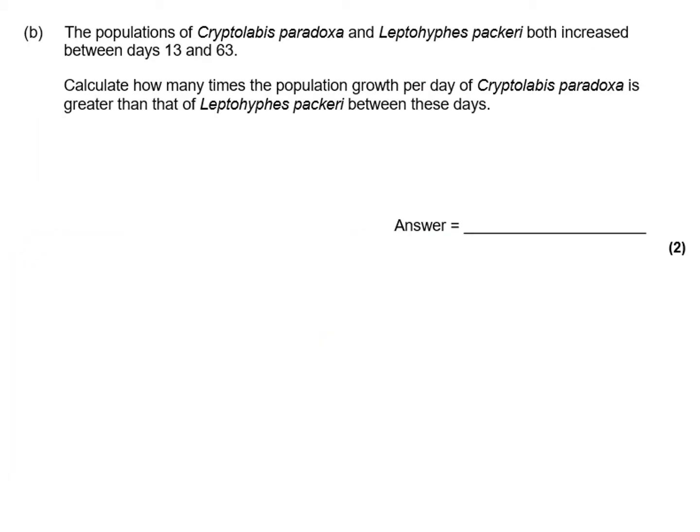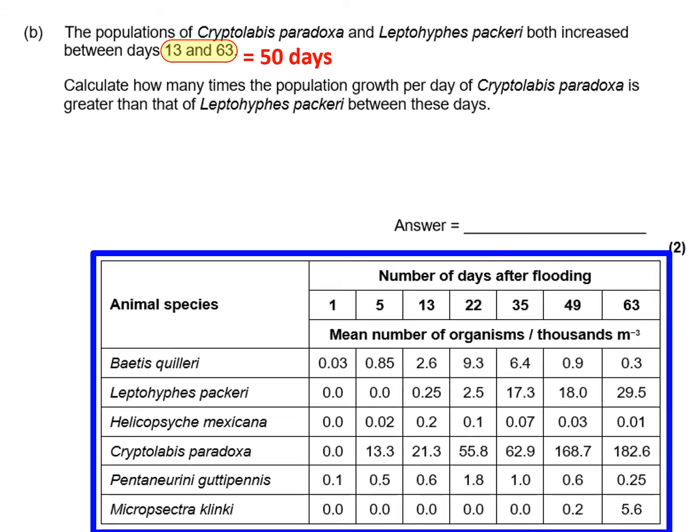Right, the populations of C. paradoxa and L. packeri both increased from day 13 to day 63. Now, that's a time period of 50 days. So day 13 up to 63 is 50 days. It says calculate how many times the population growth per day of C. paradoxa is greater than L. packeri between these days. So if we were to start and circle day 13 and day 63, we can actually write on here that's 50 days.